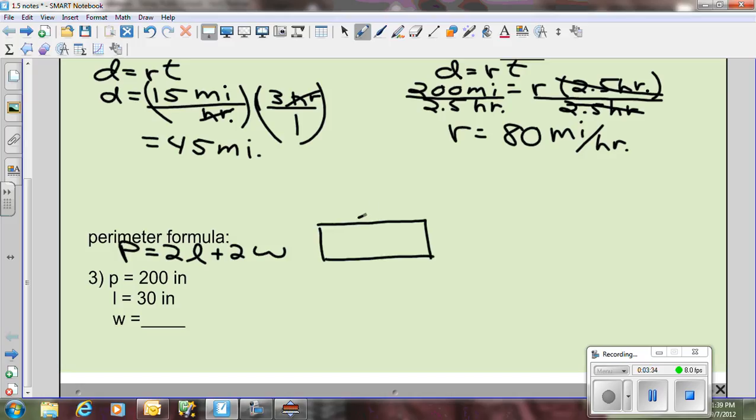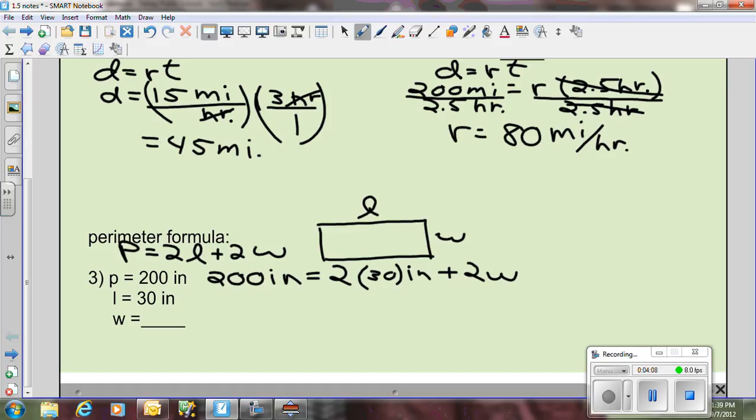For a rectangle, well, this is my L, and this is my W. P is your perimeter. Okay, I'm given my perimeter, my length, and my width, so I have written down my formula. I'm going to use that one. I'm going to substitute, and I want you to show the substitution. 2 times 30 inches plus 2 times W that I don't know.